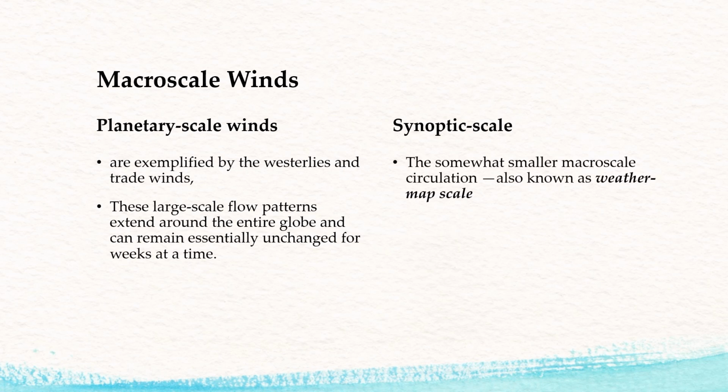This synoptic scale is somewhat the smaller macro scale circulation. So this is a little bit smaller than the planetary scale, and this is what we call the weather map scale. There are two well-known synoptic scale systems: the traveling mid-latitude cyclones and the anticyclones that appear on the weather maps as areas of low and high pressure, respectively. So low pressure for the cyclones and high pressure for the anticyclones.